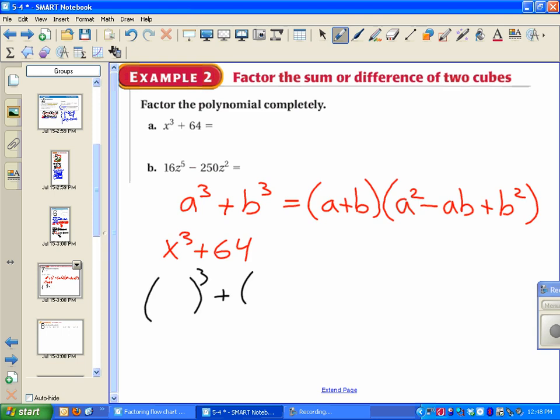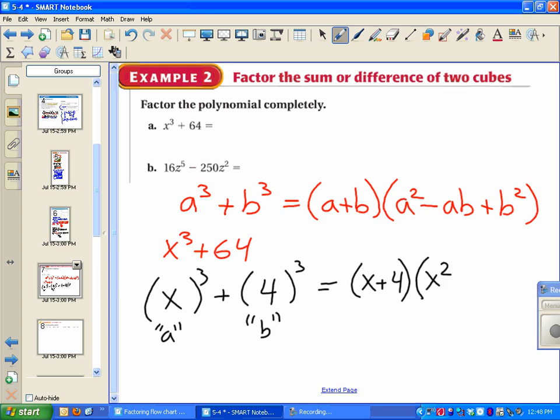So x would be our a, because x times x times x is x cubed. And then for our b, we know from the last example that would be 4. So we are just going to plug a and b into our formula. So this is going to factor into x plus 4, and then same sign, and then squaring a, so that would be x squared. Multiply those together with the opposite sign, so minus 4x, and then 4 squared would be 16. And that is our final answer.